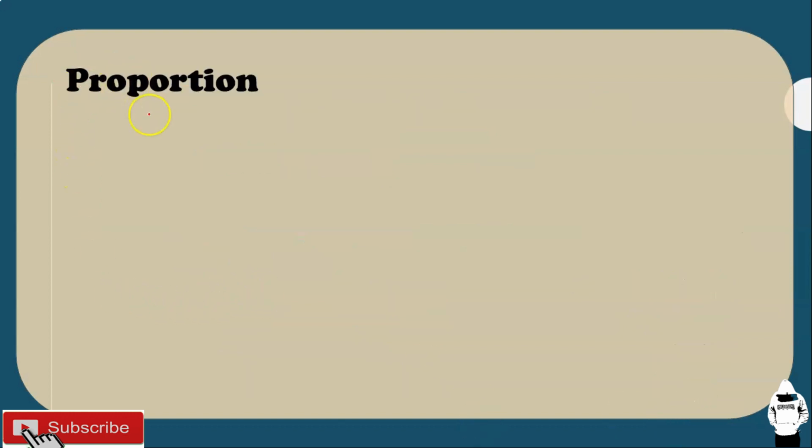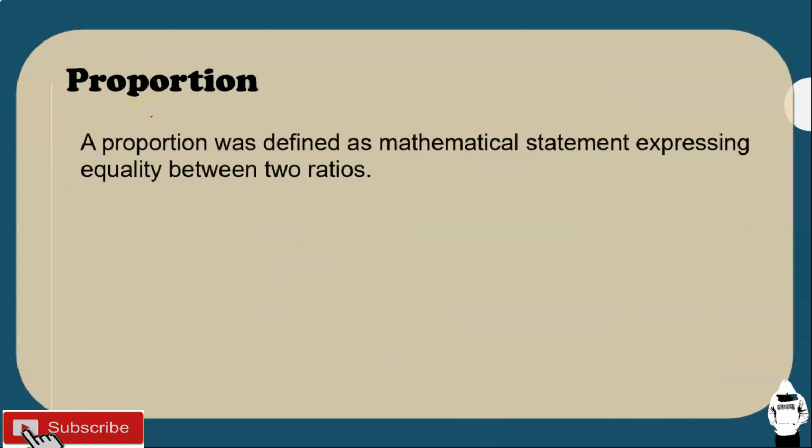And then proceed tayo sa proportion. So ito naman po yung nakita kong meaning, or meaning ko about proportion. A proportion was defined as a mathematical statement expressing equality between two ratios. So another po, it is a comparison between two ratios, two equal ratios.